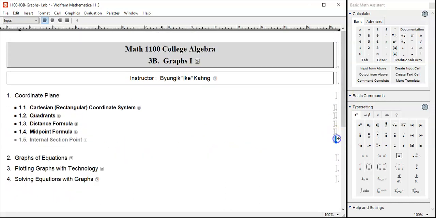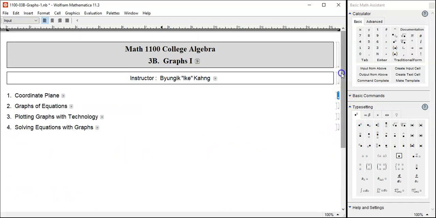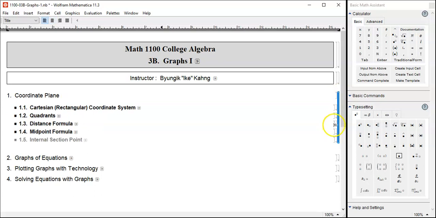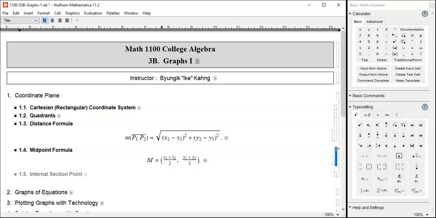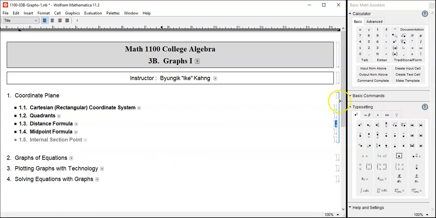As a matter of fact, I have to say entire section 1 of this notebook is not that important. Not really worthy of class time. I'll just show you the distance formula and the midpoint formula just one more time. And then let's just move on to section 2.